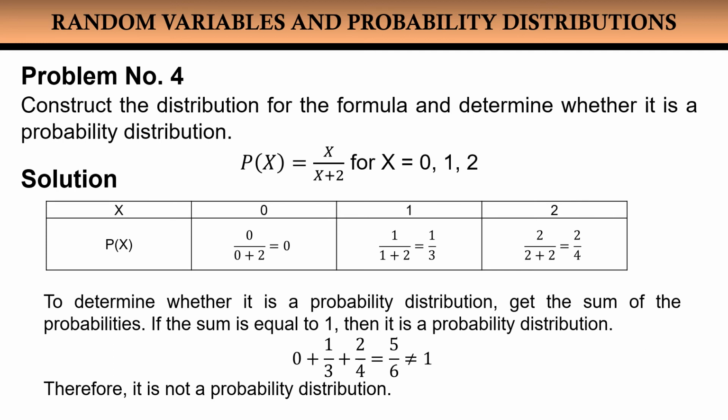So, para malaman kung siya ay probability distribution, i-add natin yung mga values ng p of x, yung mga probabilities. So, we have 0 plus 1/3 plus 2/4. When you add this, the sum is 5 over 6. And since yung sum hindi equal to 1, so hindi siya probability distribution. Kasi para maging probability distribution, dapat ang sum ng probabilities ay equal to 1.